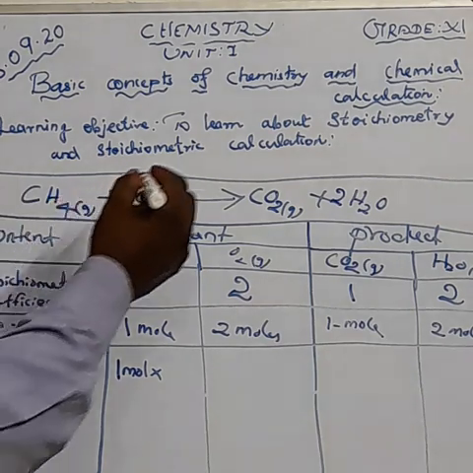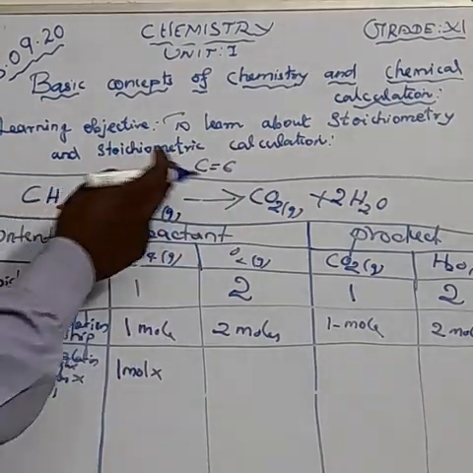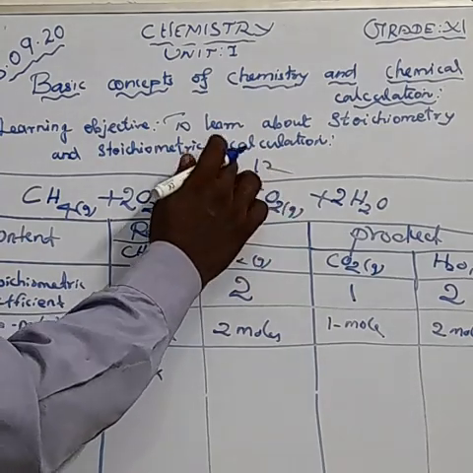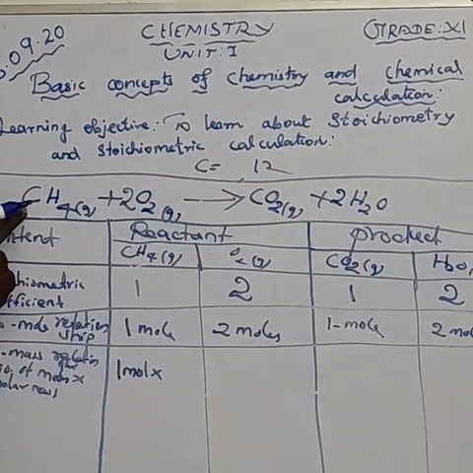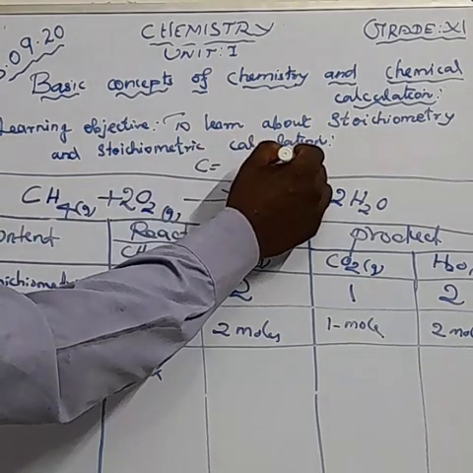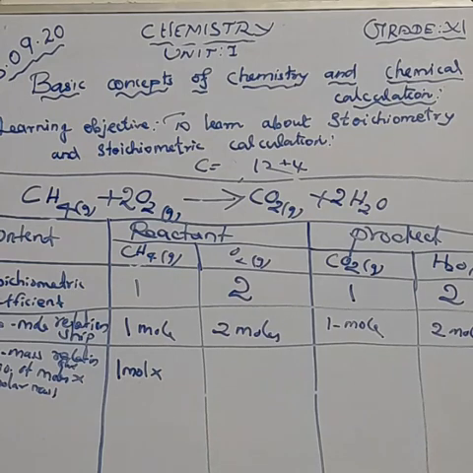The atomic number of carbon is 6, am I right? Mass number is 12. So 1 carbon is 12. And the hydrogen has 4. Mass number of one hydrogen atom is 1. For 4 hydrogen atoms it is 4. So 12 plus 4 is how much? 16. So we can write it as 16 gram.